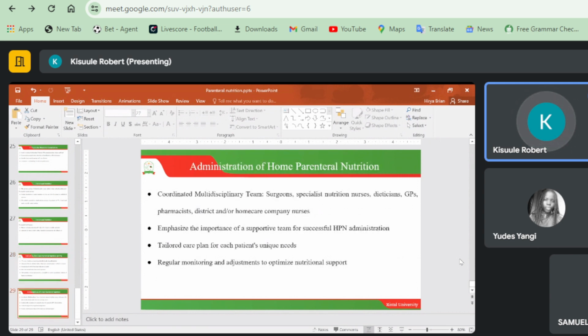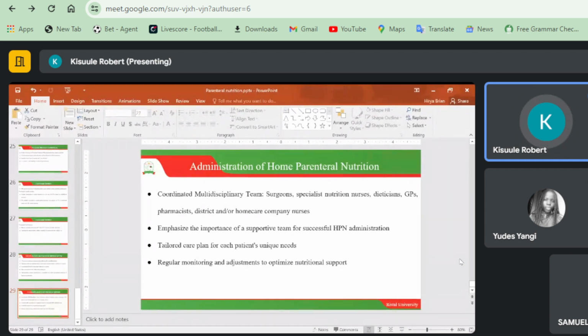And we are saying this is a coordinated multidisciplinary effort. We're looking at the surgeons, the specialists, nutrition nurses, dietitians, pharmacists, general physicians, and district and home care company nurses. We also emphasize the importance of a supportive team for the success of home parenteral nutrition administration. And here we are looking at a tailored care plan for each patient with their unique needs.